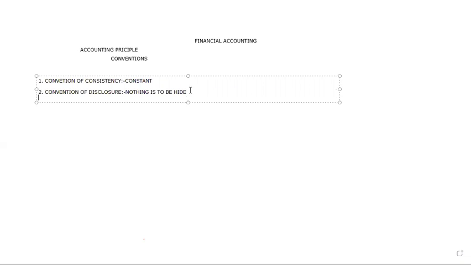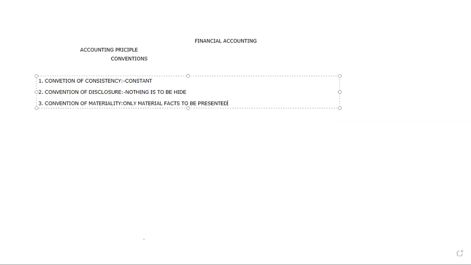And the next convention is the convention of materiality. So only material facts are to be presented.